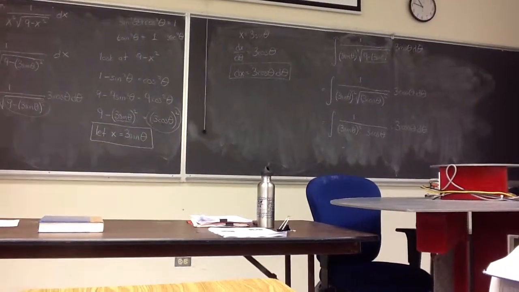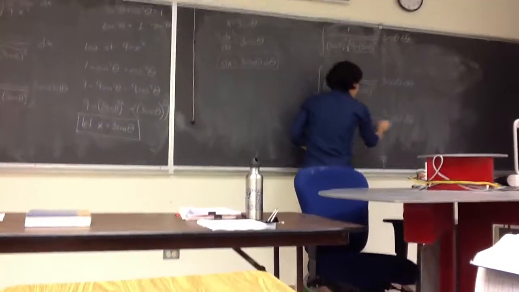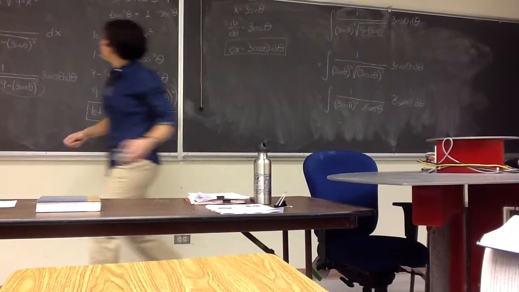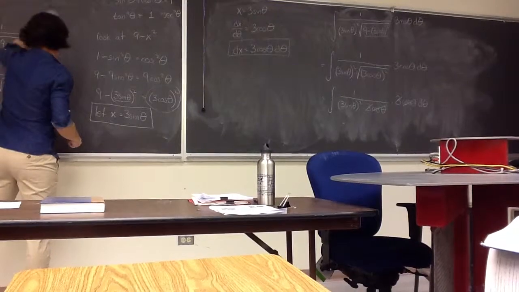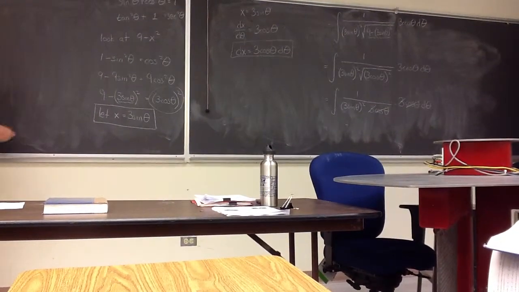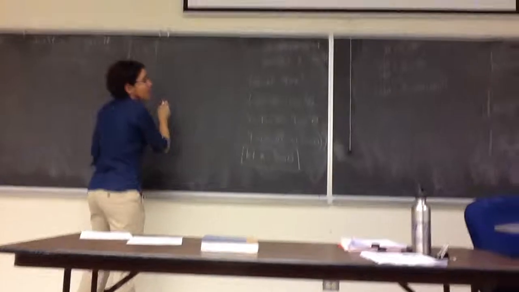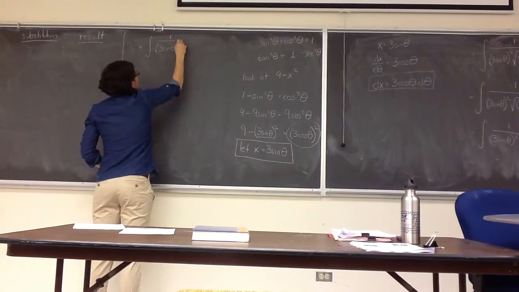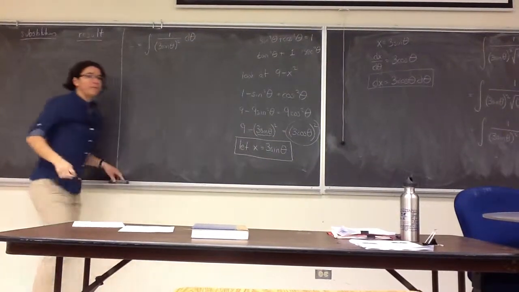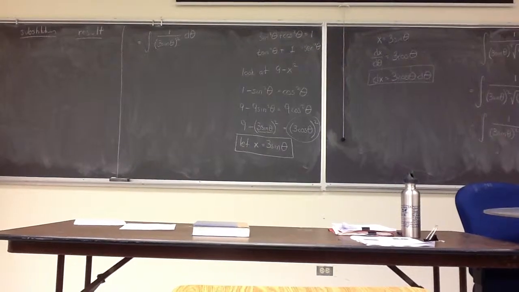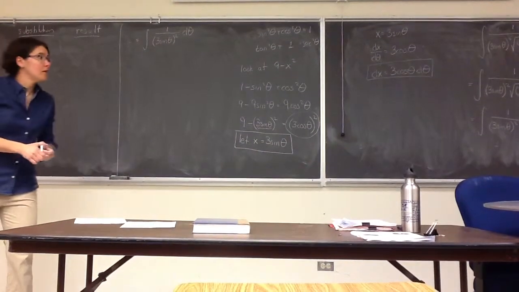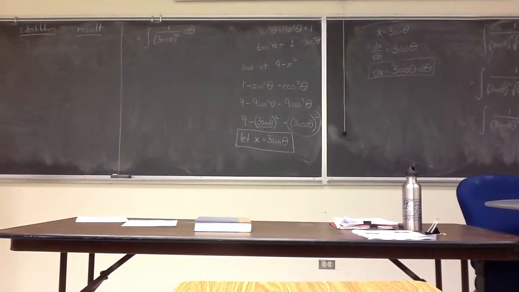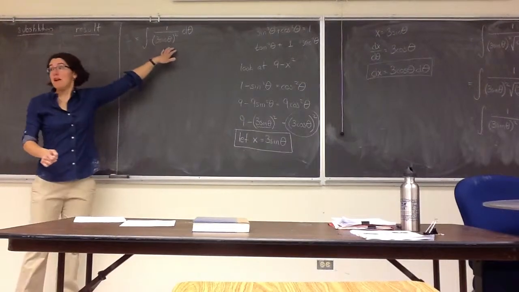Cancel. Yeah, we can cancel. We can cancel our cosine of theta. We can cancel 3. And that leaves us with the integral of 1 over 3 sine of theta quantity squared d theta. All right, are there any questions about that? Okay. So our integral is getting better.